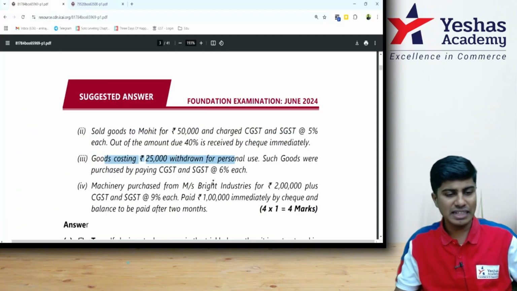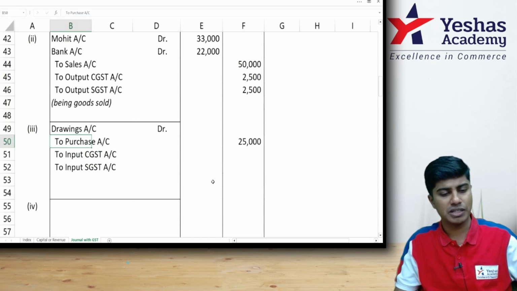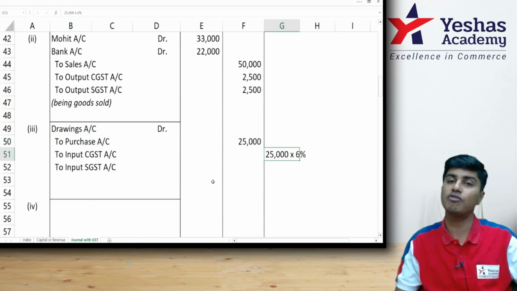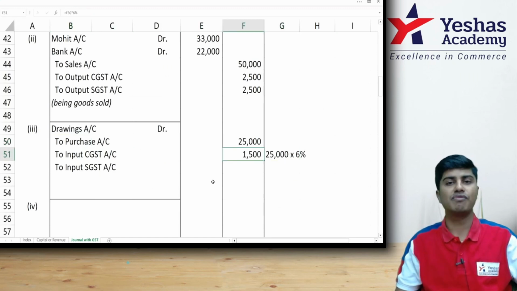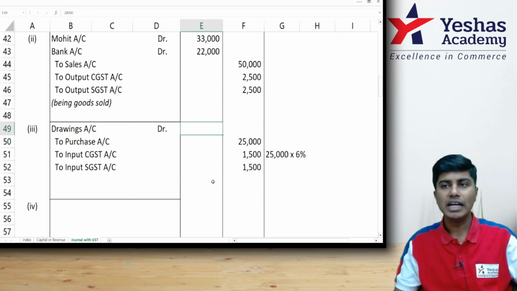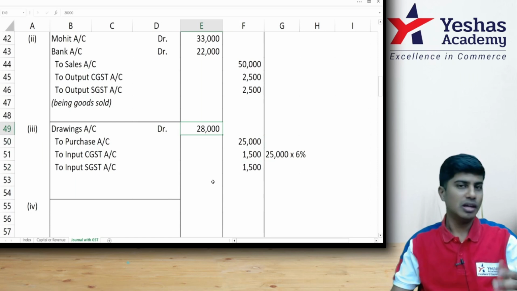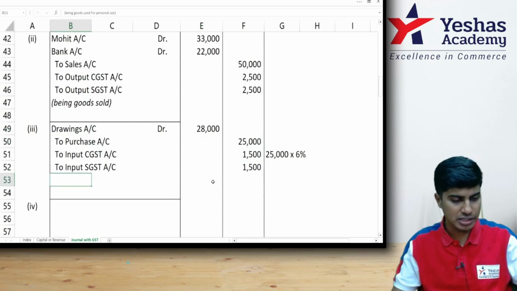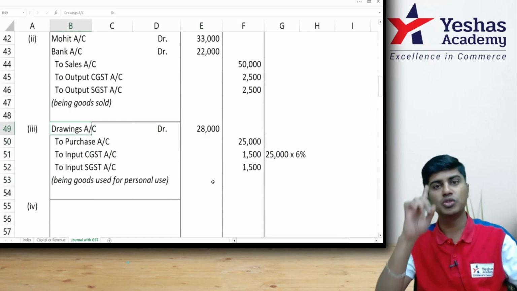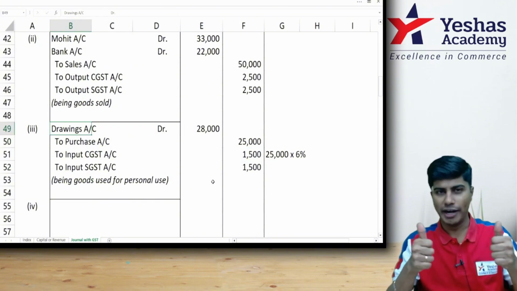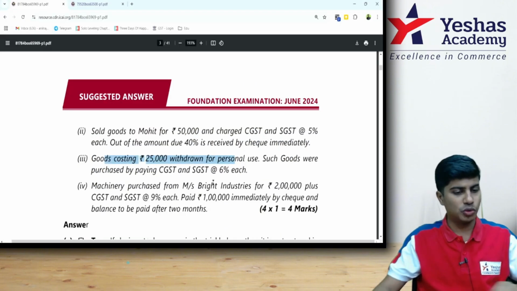Understood this? That GST is to the extent of 6%. So compute 6% of 25,000, which comes to 1,500 and 1,500. Total value of the goods which is withdrawn will be 28,000 rupees. And this will be booked as my drawings, and this drawings will be reduced from my capital. Got it? Then let's go to fourth one.